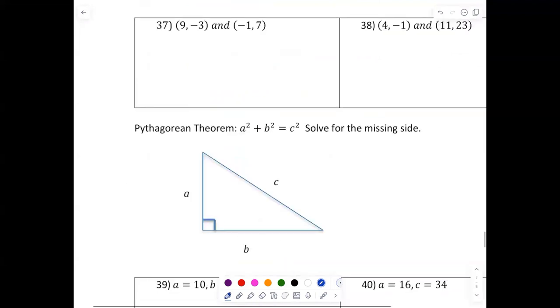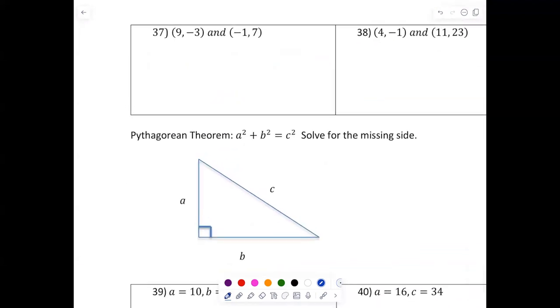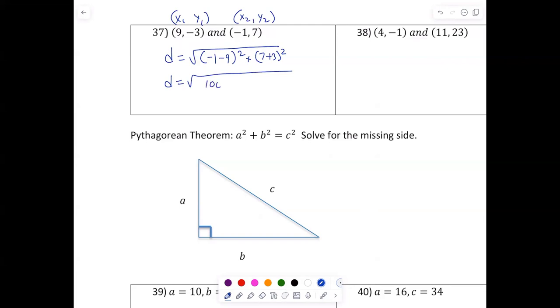All right, here we go. Let's knock out 37. One more. D equals square root. Again, x1, y1, x2, y2. Negative 1 minus 9 squared plus 7 plus 3 squared. 100 plus 100. Everybody agree that's 200? And that's 2 times 100, so 10 radical 2.